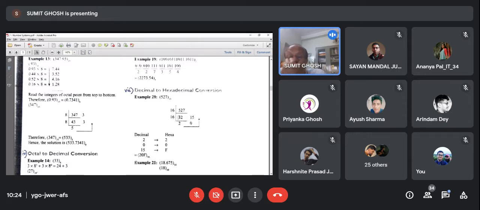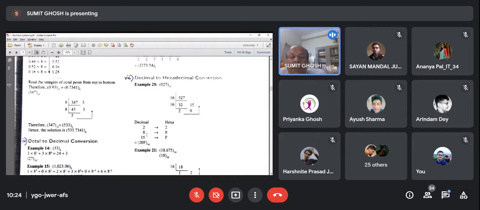Then divide 32 by 16, you get quotient 2 and remainder 0. So again, like in binary conversion, you start from the bottom and go upwards. So the equivalent of 527 is 2, 0, 15. But you cannot write 15 in hexadecimal, because to represent 15 you have to write F. So 20F.